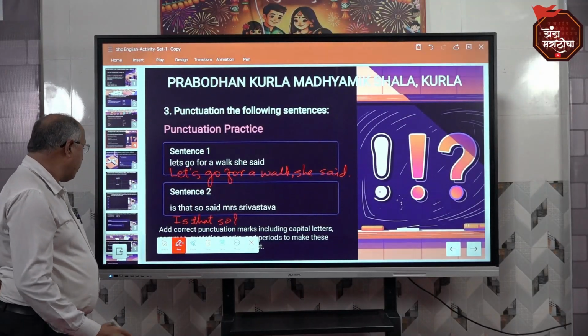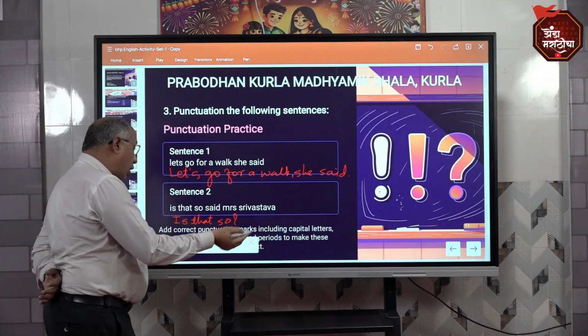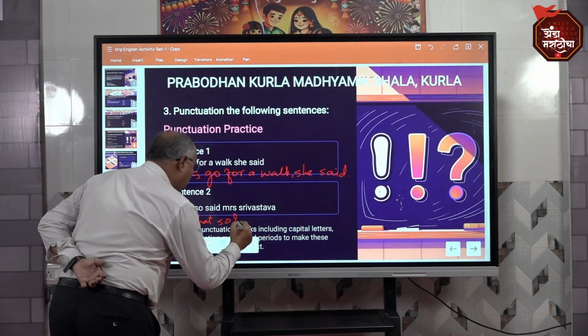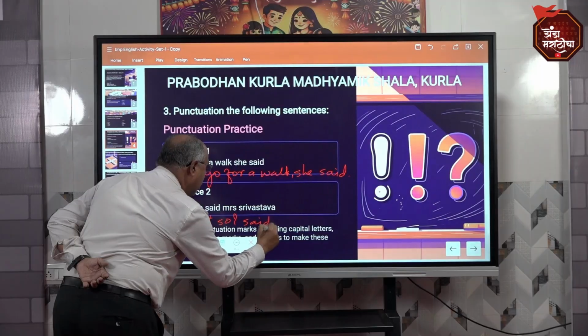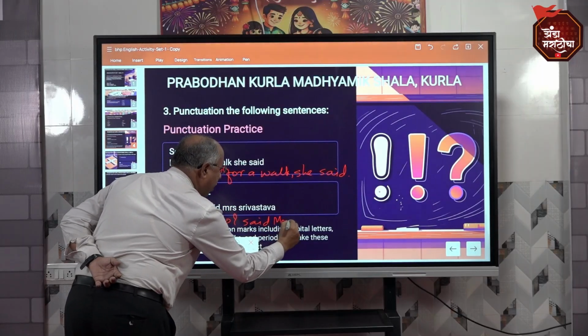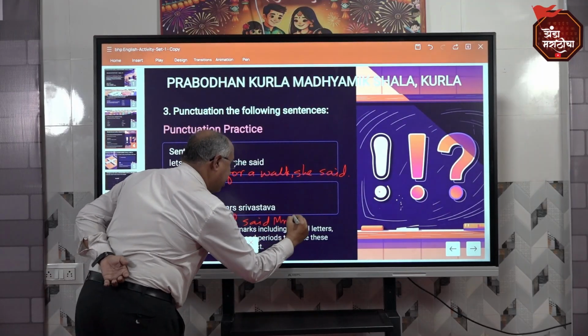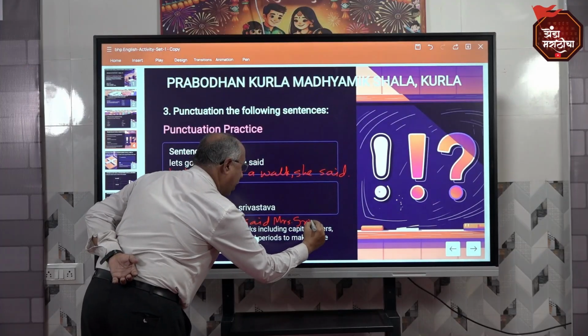Again, is that so? said Mrs. Srivastava. Who said? Said Mrs. Srivastava. Here, S will be capital again, and Srivastava's S will also be capital.